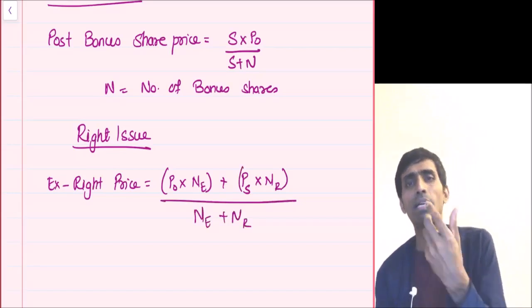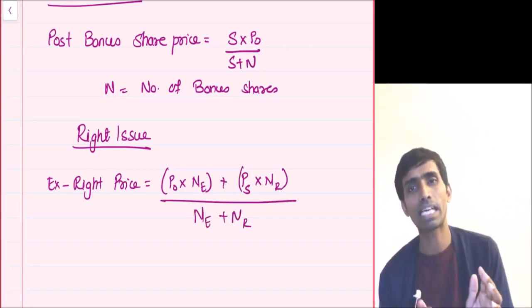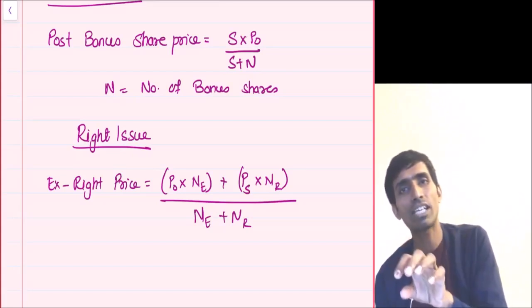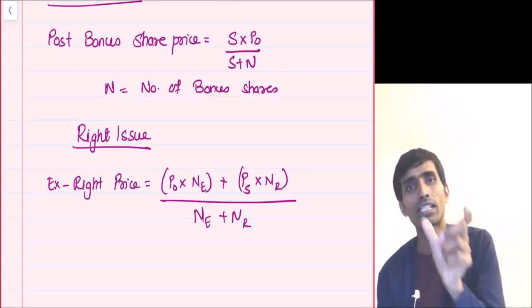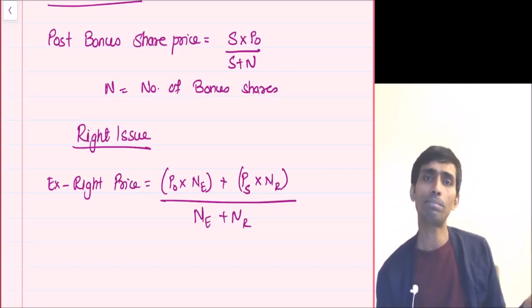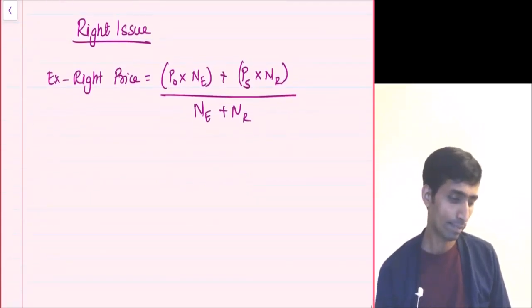When price is multiplied by the existing number of shares, I get market cap. Again, the price of subscription multiplied by the right shares means how many new shares I am getting at what price. Again, market cap plus market cap divided by the number of shares, you get the price. That's it. Okay, please copy.